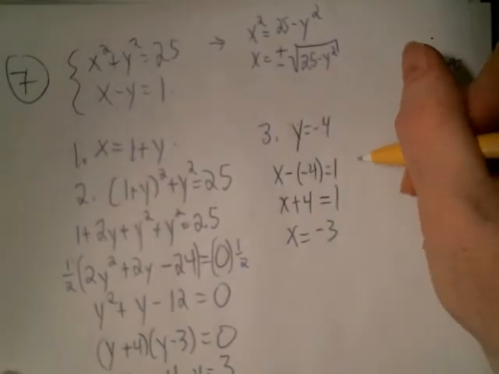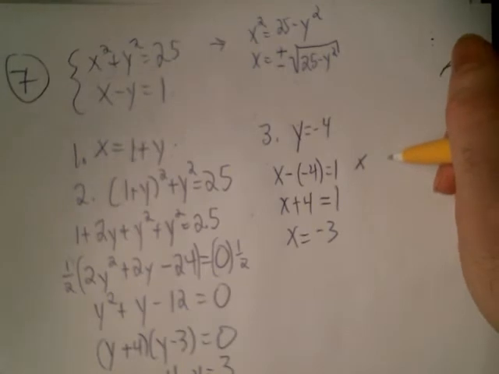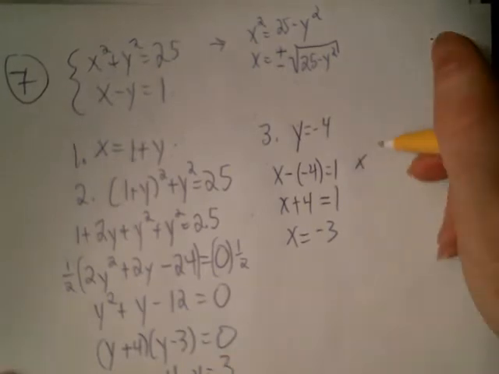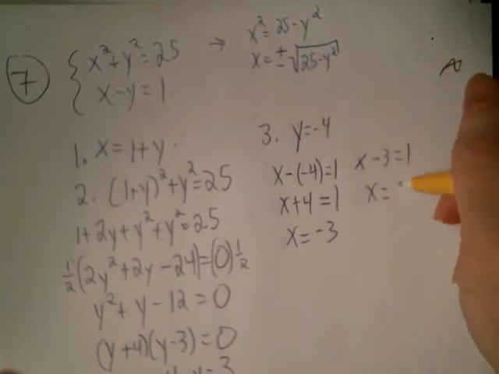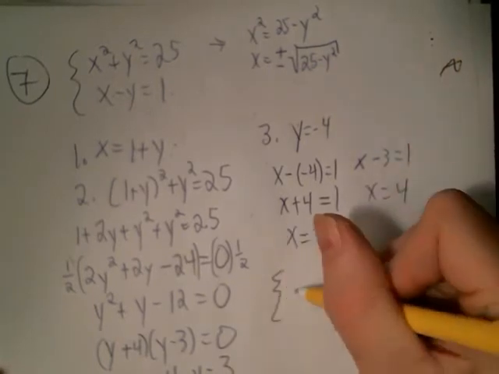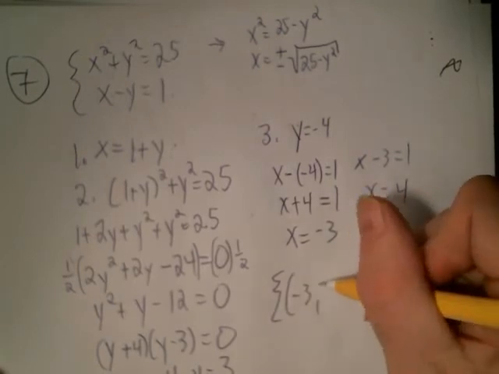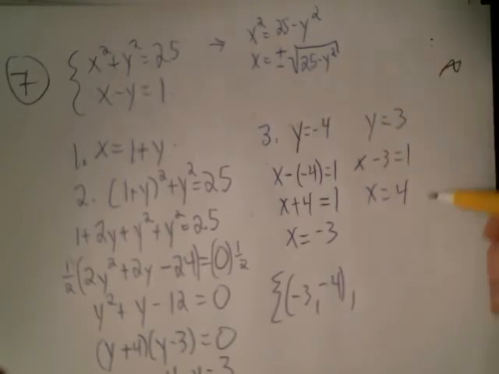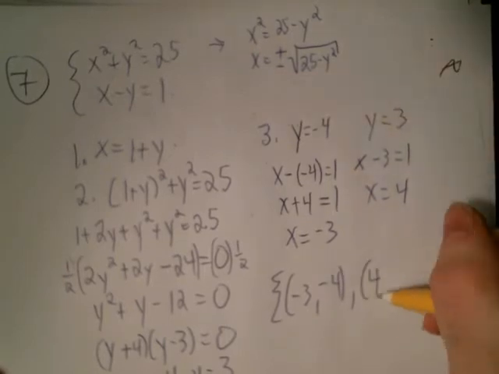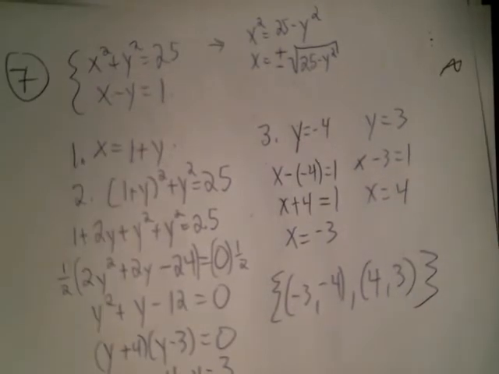And then over here, the other one is y is 3, so x minus 3 is 1, so x is 4. And then our ordered pairs: (-3, -4), and then the other one, when y was 3, we have (4, 3), for our solutions.